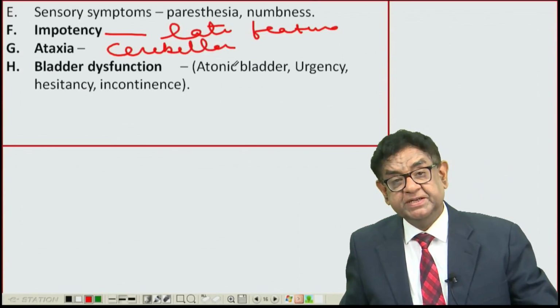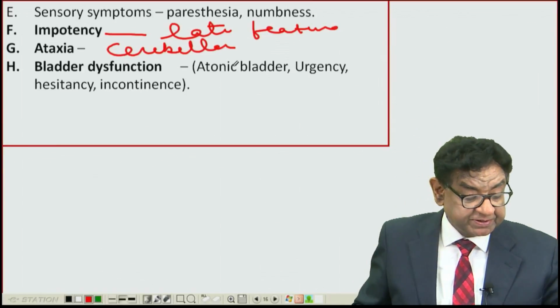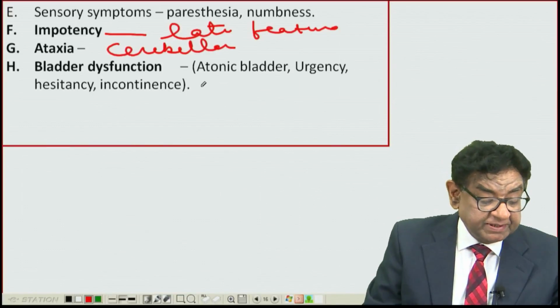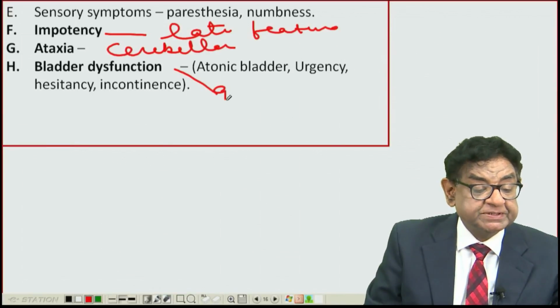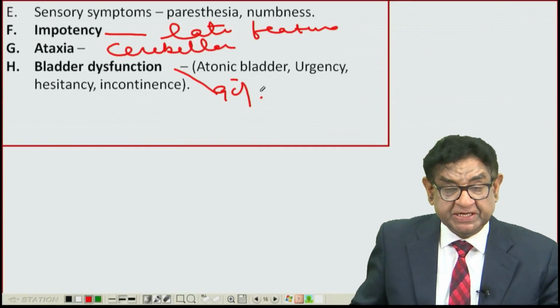And if a cerebellar lesion occurs, what type of gait do we get? You get a drunken gait in this patient. Bladder dysfunction is there, seen in around 90% of cases. But here I would like to inform you something extra.